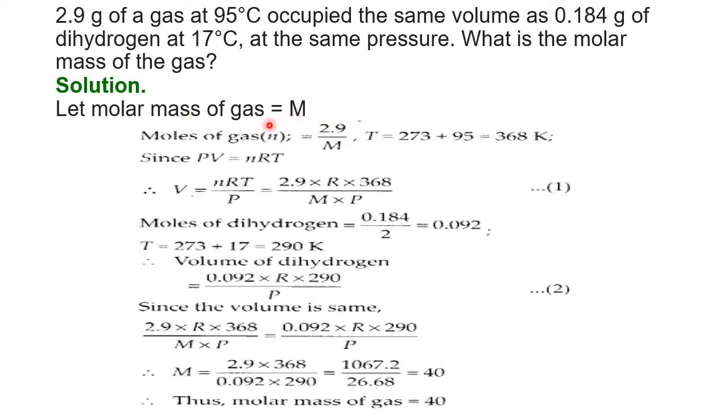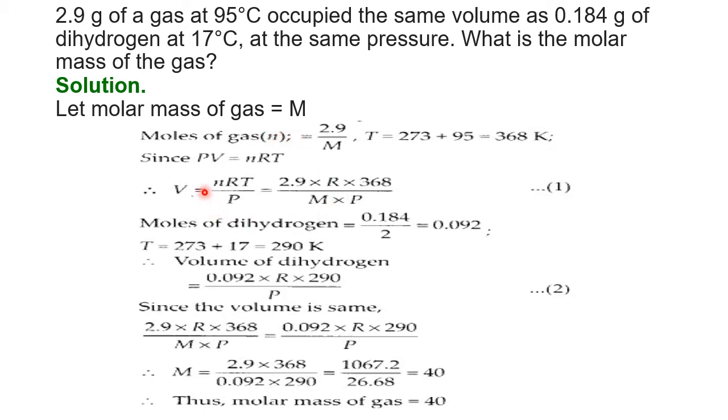Now, what is moles of gas? Moles of gas is mass given by the molar mass. What is the mass given? Mass of the gas is 2.9. Molar mass, we don't know. So it is 2.9 by M. Temperature is given at 95 degree centigrade, which is equal to 368 Kelvin. So T is known, N is known.